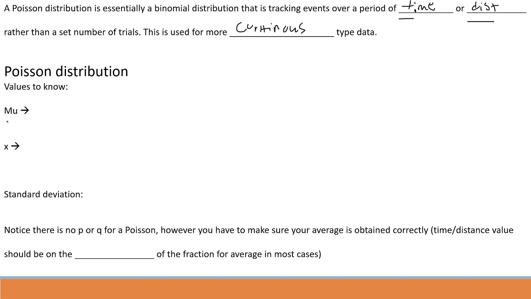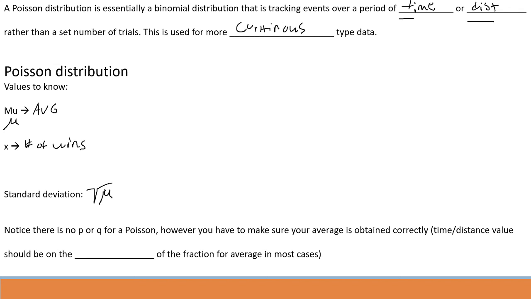The first one is mu, which looks like this, Greek letter, which is the average. That's all it is. It's just the average. And then x is, I guess you could say, the number of wins again. So x is the number that you're tracking. X is the number that you want to find the probability for. And the standard deviation is just the square root of the average.